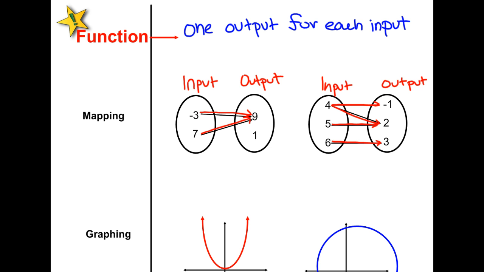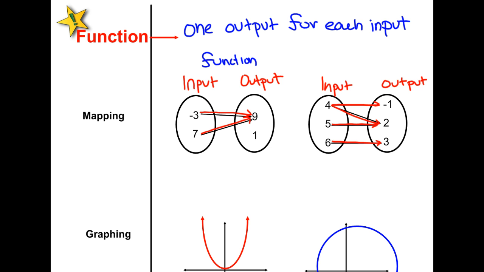So for instance, in the first example of mapping here, I have -3. It can only come out as 9. So that's okay, that works. And 7 can only come out as 9. So from left to right, it works perfectly. So our first one is indeed a function because it only has one output for each input.